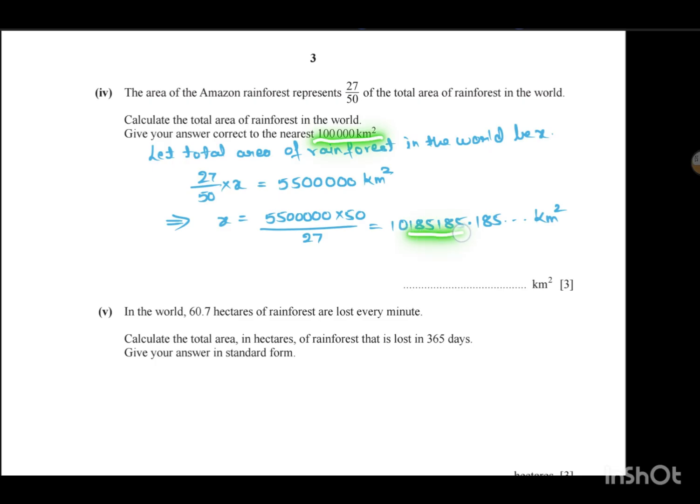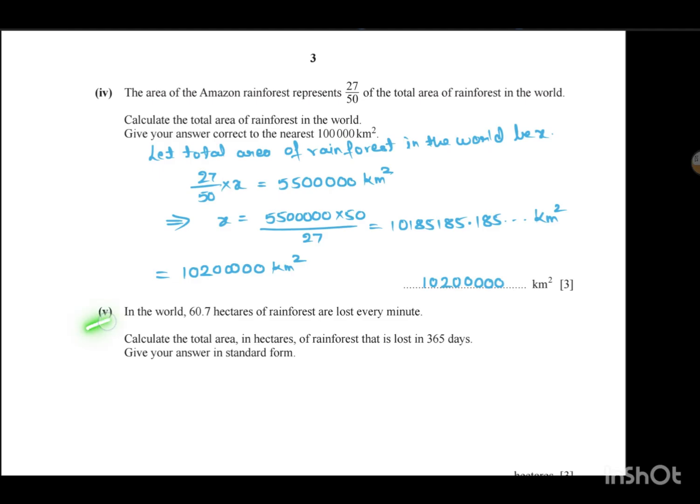So 100,000 kilometers need to be rounded till the 100,000 place. Because the 100,000 place is 1 and the next place is 8, more than 5, we can write that one as 2. So 102 and remaining all we can make 0 because we are rounding. So this is the area, 10,200,000 kilometer square is the area of the rainforest in the world. Question number 4 is done.